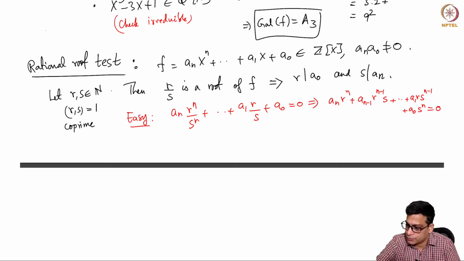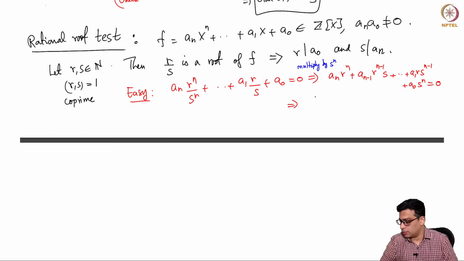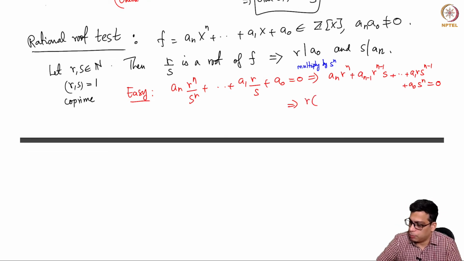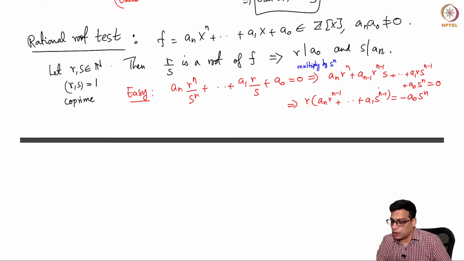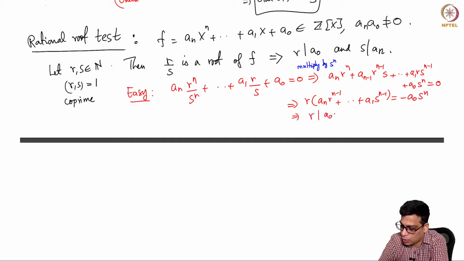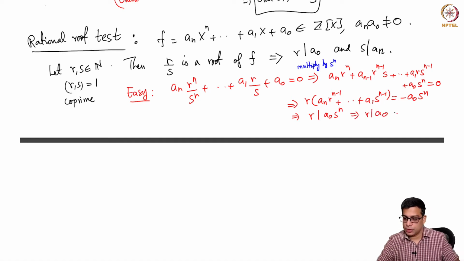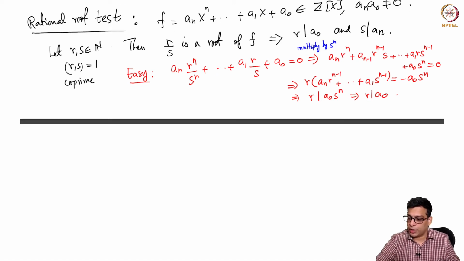So multiply by s^n to clear the denominator, I mean. So you get this. But this implies, so I'm just quickly giving you a reason for this. By taking the last term to the other side, you get r times (an r^(n-1) plus ... plus a1 s^(n-1)) equals minus a0 s^n. So all the terms except the last one are divisible by r. So this implies r divides a0 s^n, but r and s are co-prime, so r divides a0. Okay, so that is the first part. Similarly, you can get s divides an.